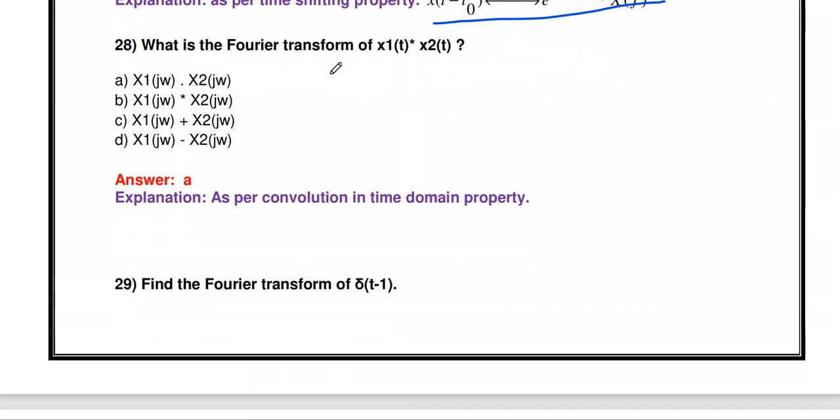Next question: what is the Fourier transform of x1 of t convolution with x2 of t? The asterisk indicates convolution. According to the convolution property, if you take convolution in the time domain, it gets transformed into multiplication in the Fourier domain. So the answer is X1 of j omega into X2 of j omega.